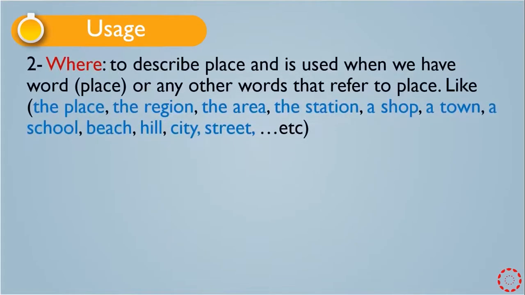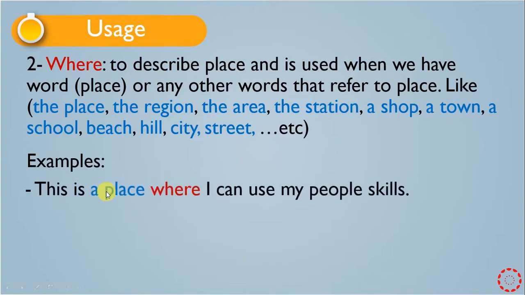And the second one is where. We use it to describe place, and it is used when we have the word place in a sentence or any other words that refer to place, like the place, the region, the area, the station, a shop, a town, a school, beach, hill, city, street, etc. Look at these examples. This is a place. We have a place here. That's why we use the relative pronoun where. This is a place where I can use my people skills.